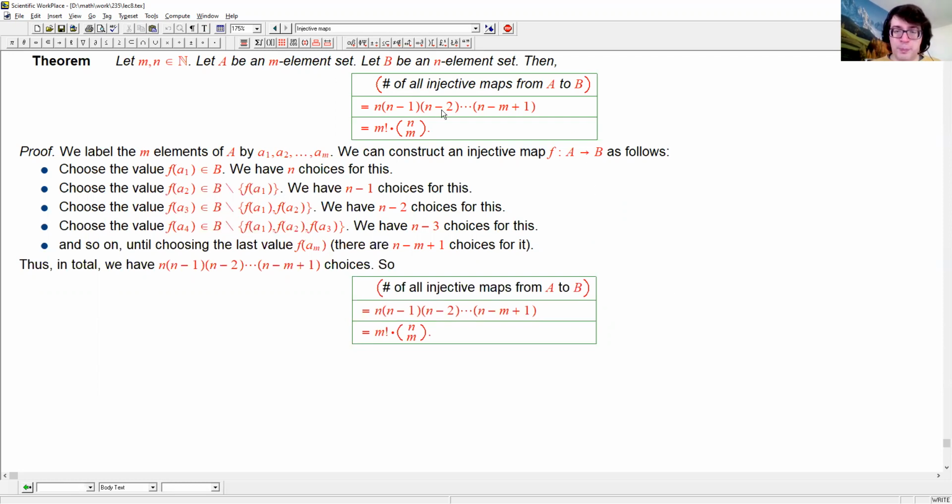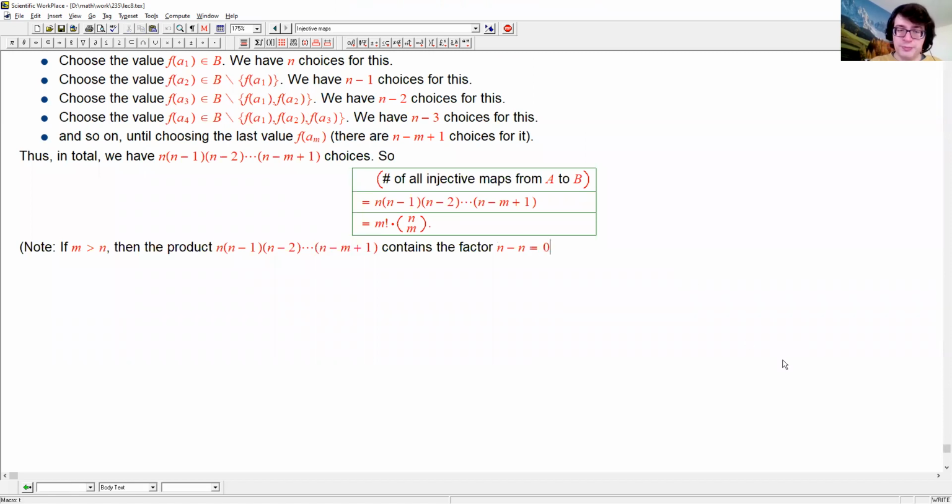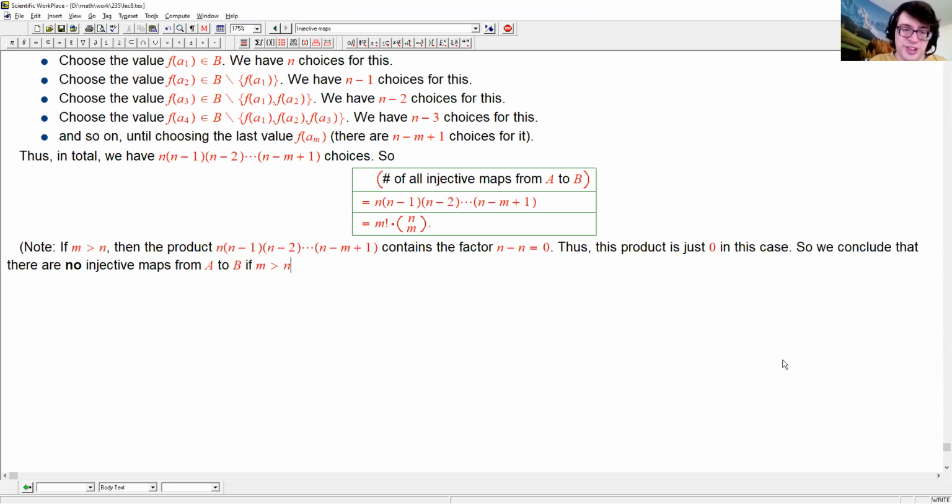Note that if m is bigger than n, then this product contains n minus n as a factor. So basically, we start with a positive number here, or non-negative at least, and then we go down to a non-positive, so 0 or less. This means because we're going down by steps of 1, we must have crossed 0 at some point, and so the product has a 0 in it. Thus, this product is just 0 in this case. So we conclude that there are no injective maps from A to B if m is bigger than n.